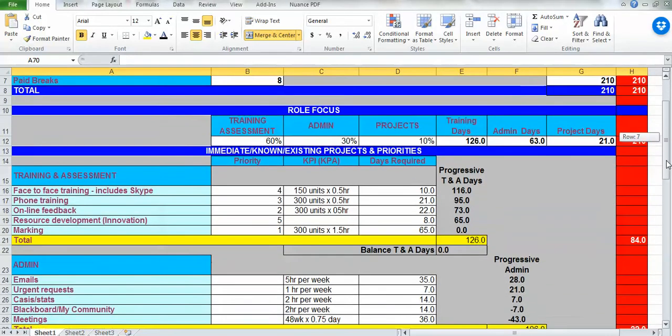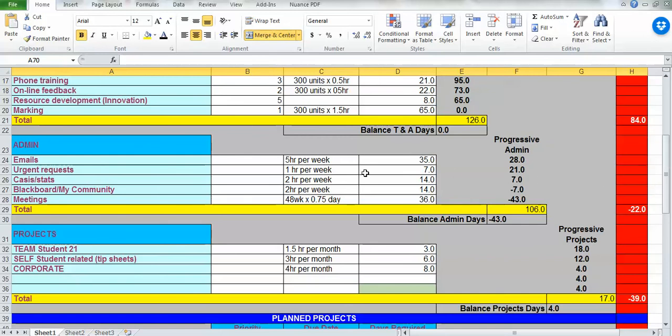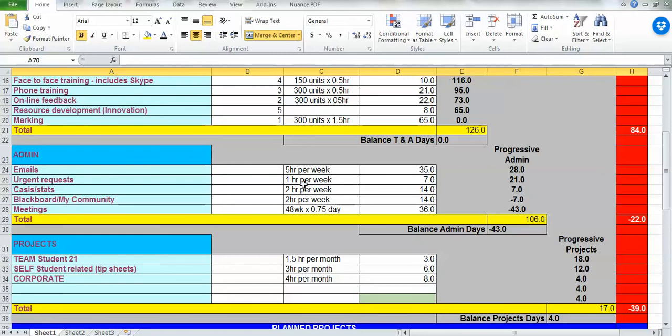Now we're going to move down a little bit, looking at admin. So admin has 28 days allocated to it. No, I'm sorry, that's wrong. It has 63 days allocated to it. We're looking at emails. We're saying that we will spend 5 hours a week, that's 1 hour a day, on emails, that's going to take up 35 days a year. That'll give us 28 days spent in emails. Urgent requests will take an hour a week. That will use up 7 days a year, reducing our admin days to 21.